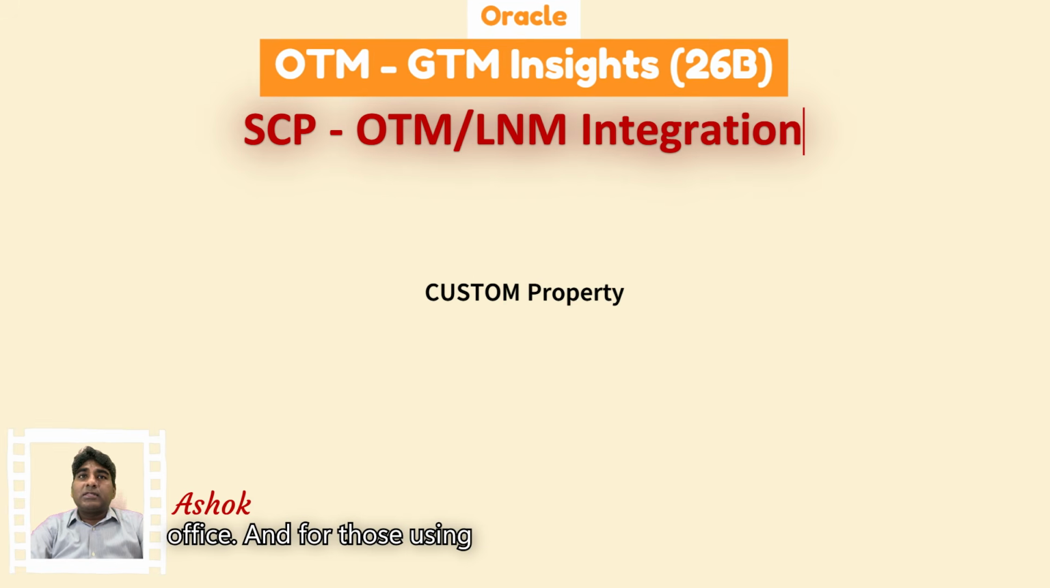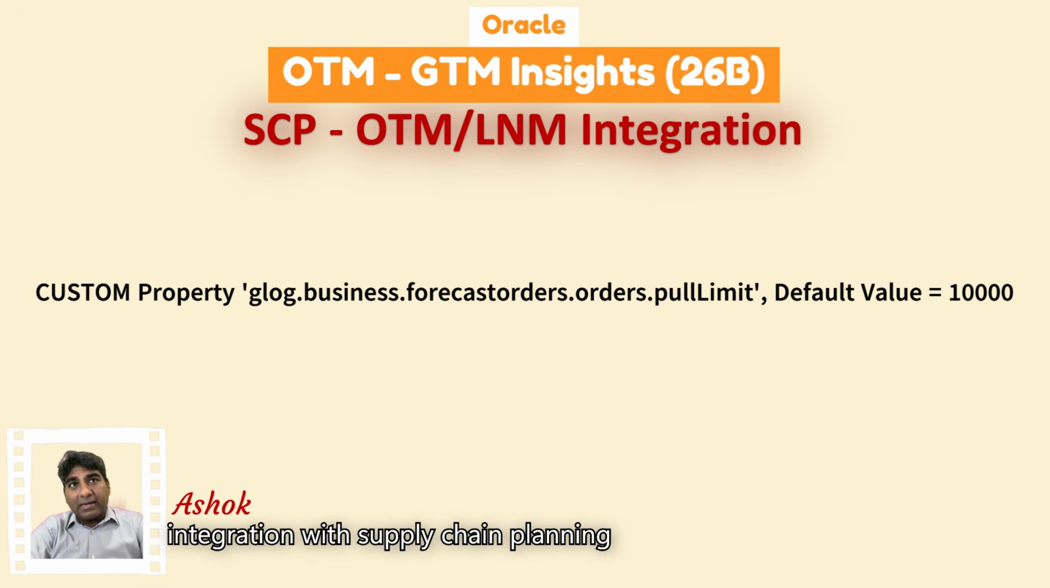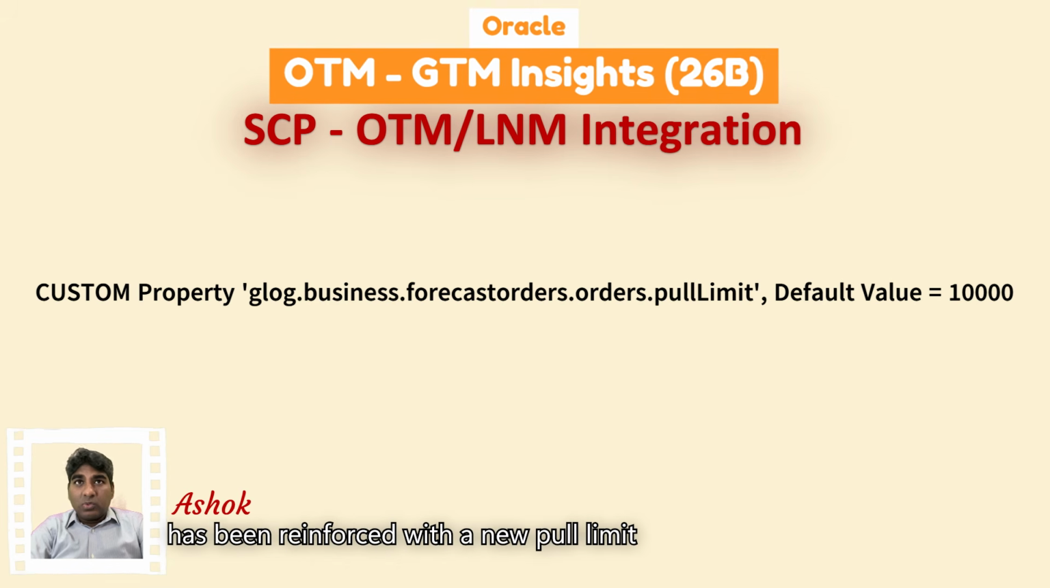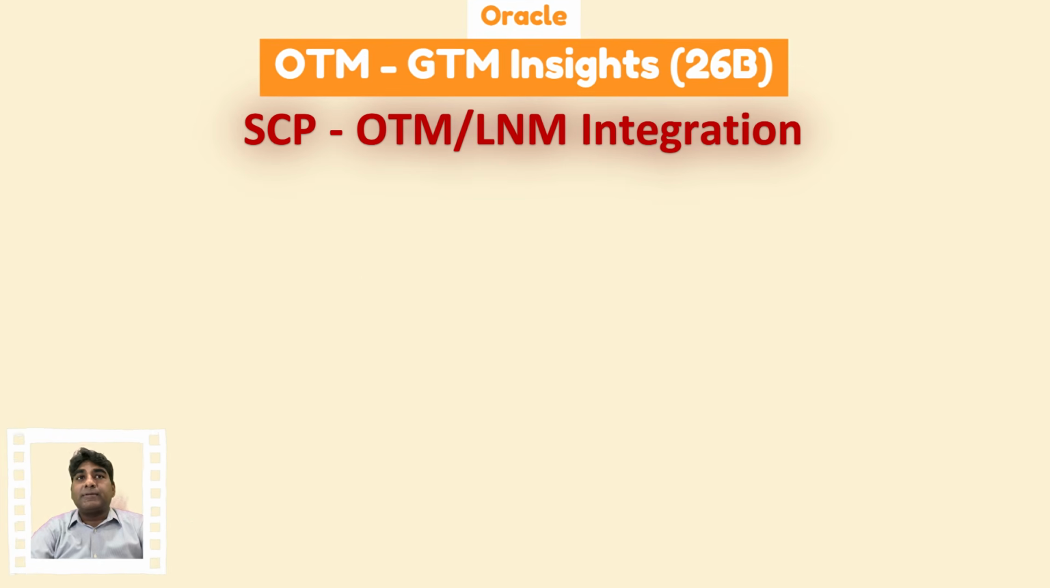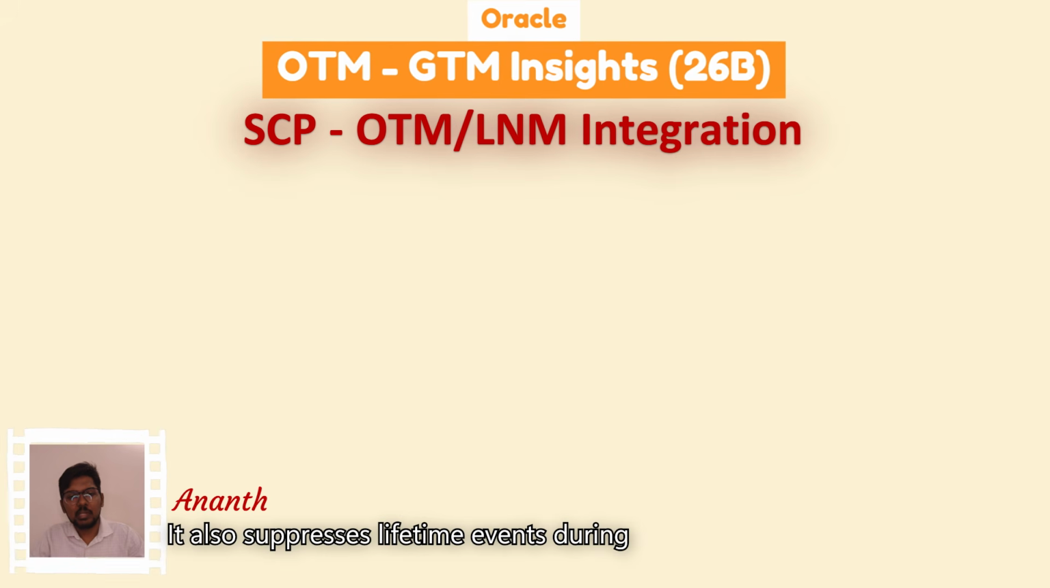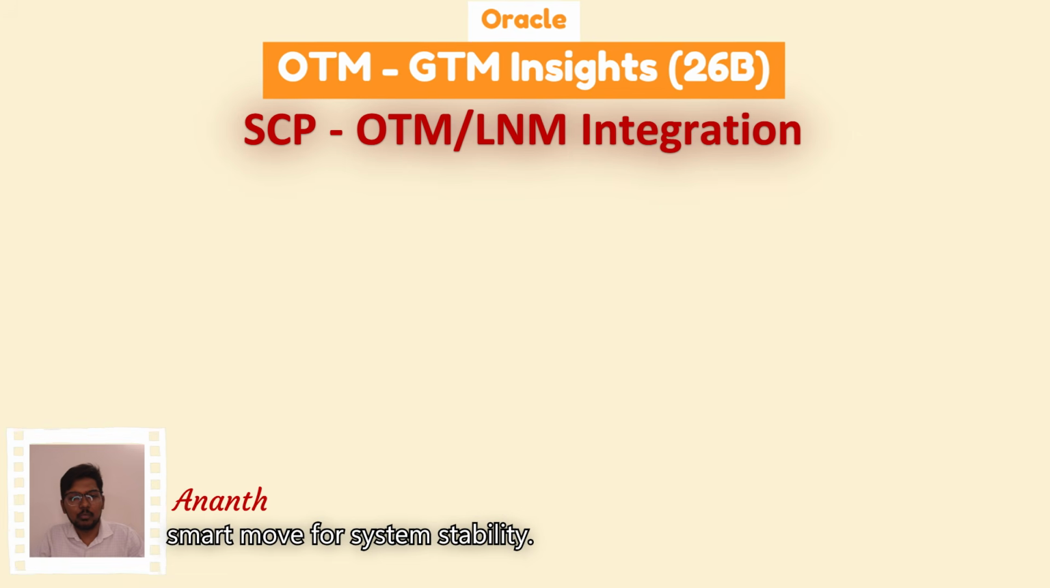And for those using the logistics network modeling, the integration with supply chain planning has been reinforced with a new pull limit of 10,000 orders to keep the system performant. It also suppresses lifecycle events during those pulls to avoid triggering unnecessary agent activities, which is a smart move for system stability.